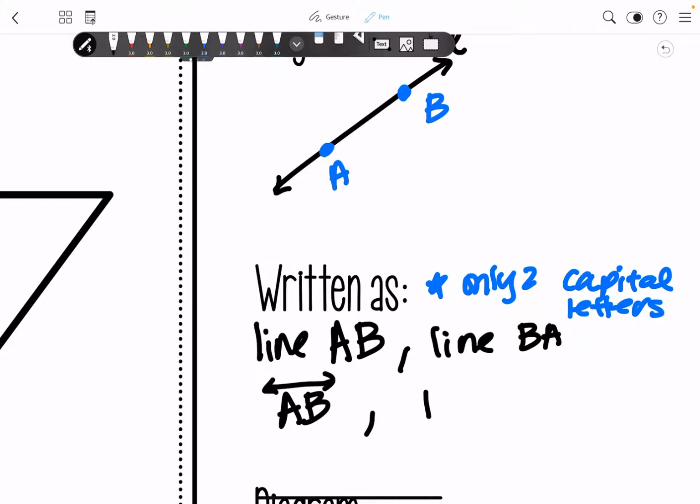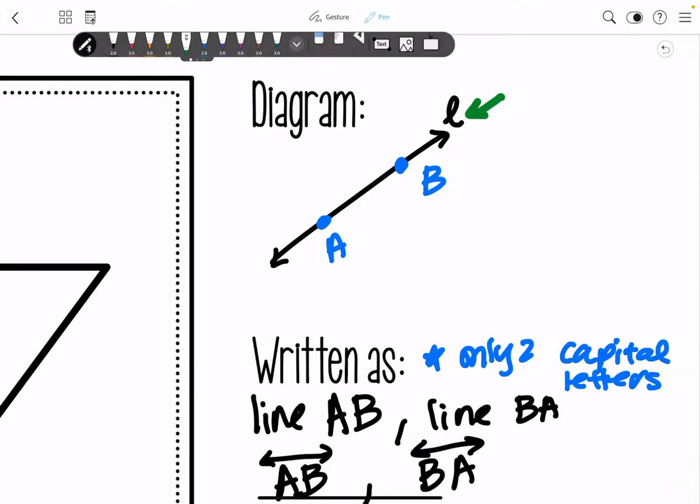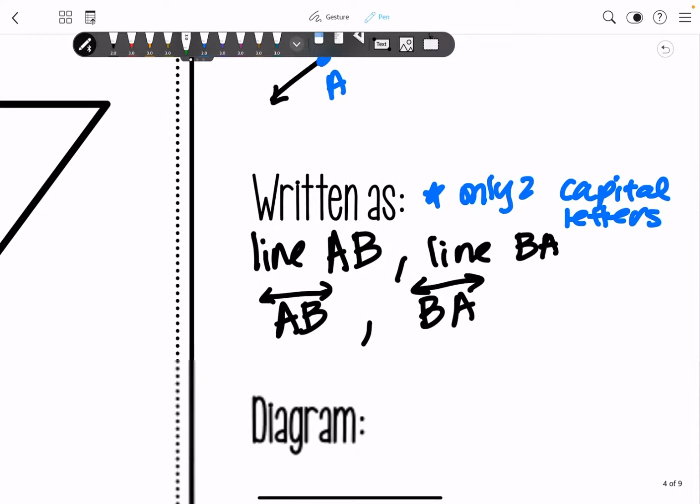You could also symbolically write it like this, of course, because it's the same thing. Now there is one more way of doing this. You see this part right here? That lowercase cursive L? Lines are notated with lowercase letters. Not all of them, but most of the time they will be. And if that is the case, then you can write line L. And you'll notice that I make it a cursive lowercase l. That's because a lowercase l can sometimes look like a 1, and we don't want to confuse the two. It could also be capital I based upon how you write it.